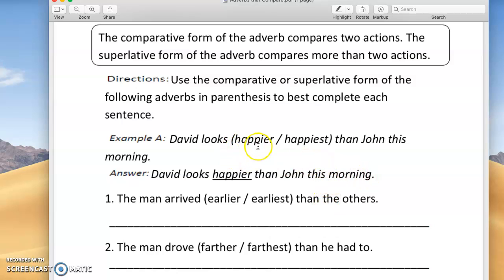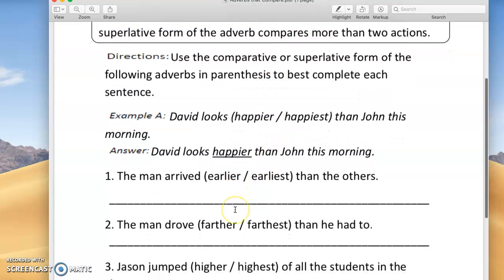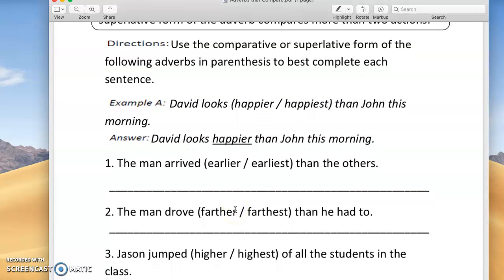David looks happier or happiest than John this morning. We would say David looks happier than John this morning because we're comparing David to John. And when we compare two things, we use ER. Let's do two of these together, and then the rest of them you will do on your own.